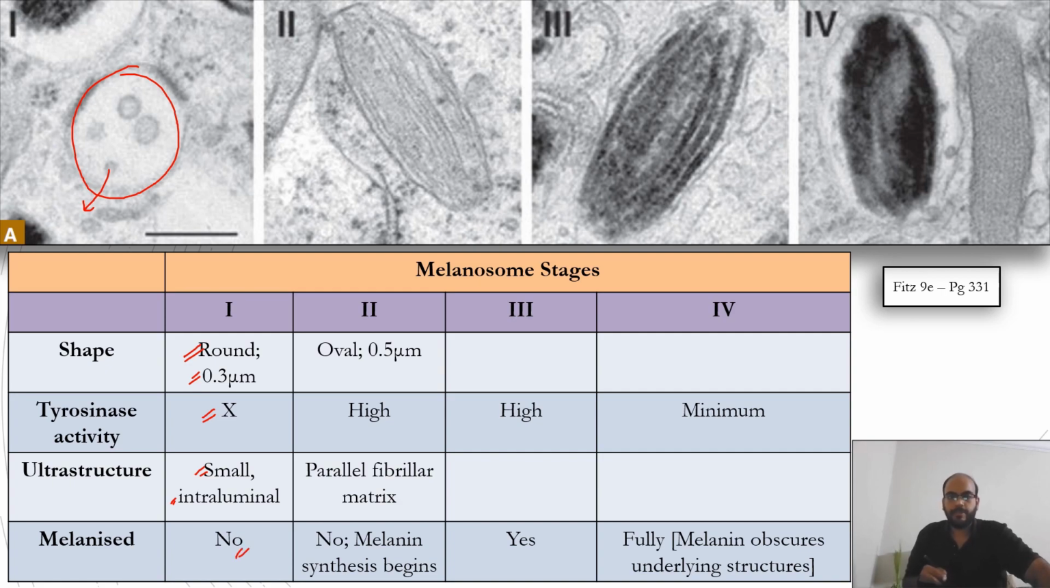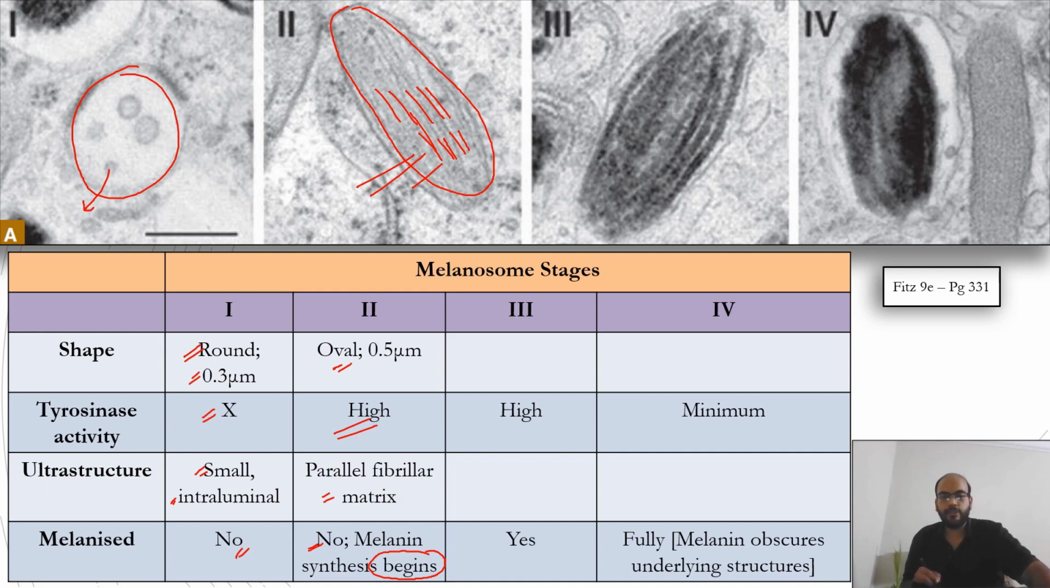It is not melanized. When we go to stage 2, it becomes oval. Can you see the oval shape now? The tyrosinase activity is high. There is a parallel fibrillar matrix. Can you appreciate these wires here? Inside the cell, they are running longitudinally like this. So this is the parallel fibrillar matrix. This cell is also not melanized. The melanin synthesis begins here. This could be a good viva or MCQ question: melanin synthesis begins at stage 2.